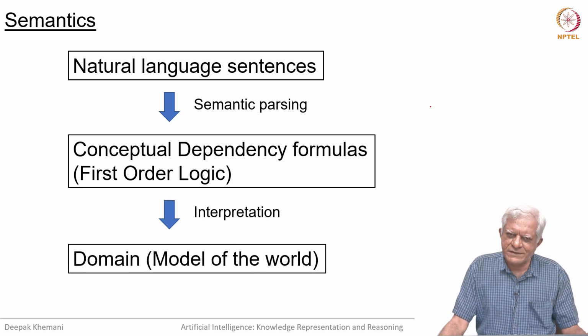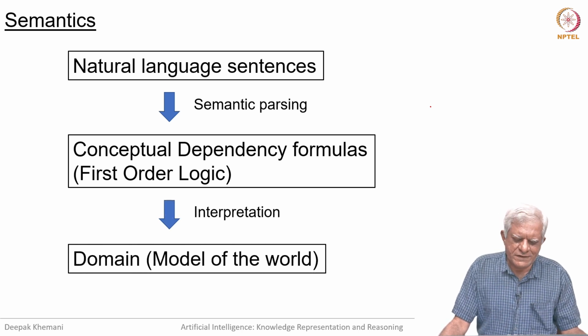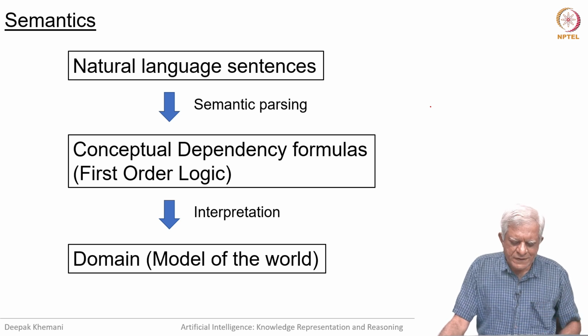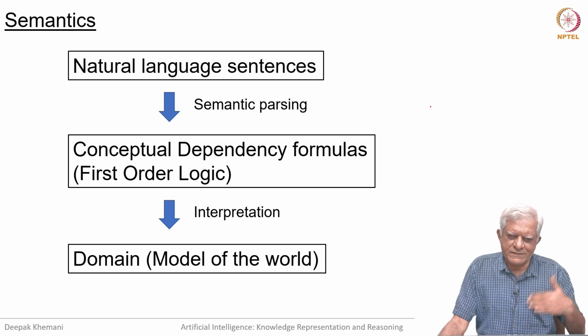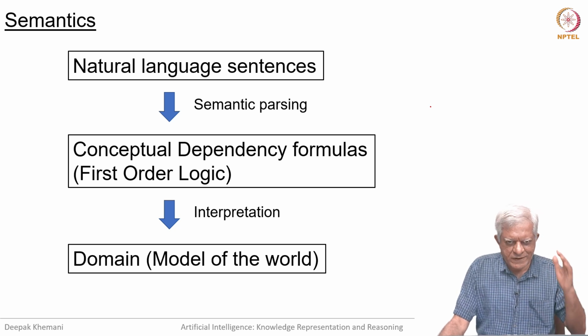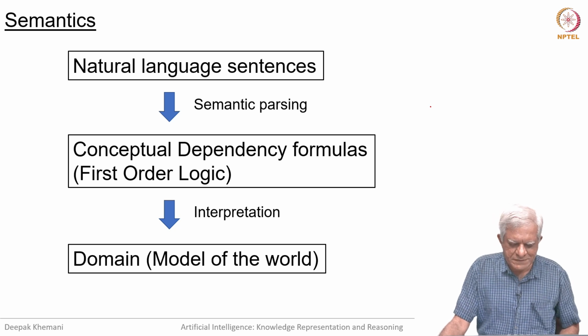We have already seen that the meaning of first order logic can be given in terms of interpretation, that is, you choose a domain and you choose a mapping, which is in some sense the model of the world that you are talking about. So, in that way, natural language can be related to the world that you are talking about via this conceptual dependency theory.